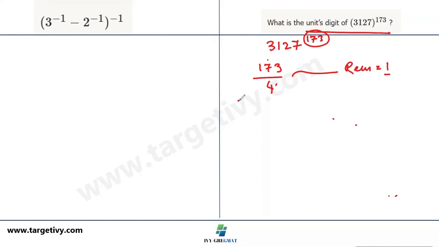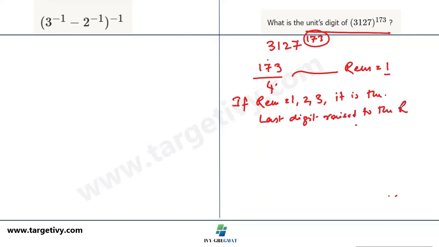If the remainder is equal to 1, 2 or 3, it is the last digit raised to the remainder. So the last digit here is 7. This 7 is raised to the remainder, that's 1, 7.